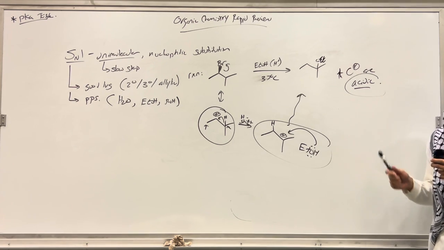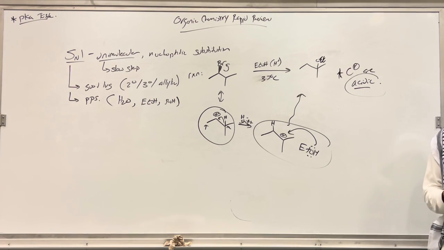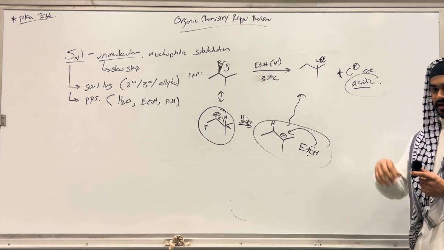So carbocations are acidic because of the Lewis acid-base theory, the Lewis theory of acids and bases.